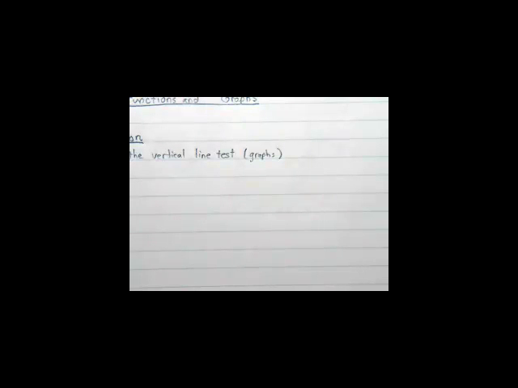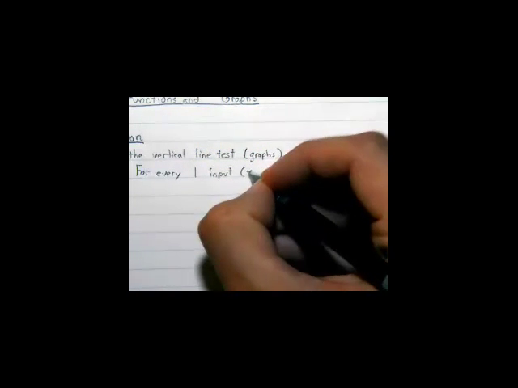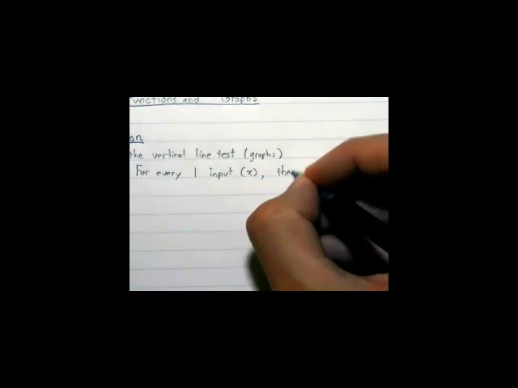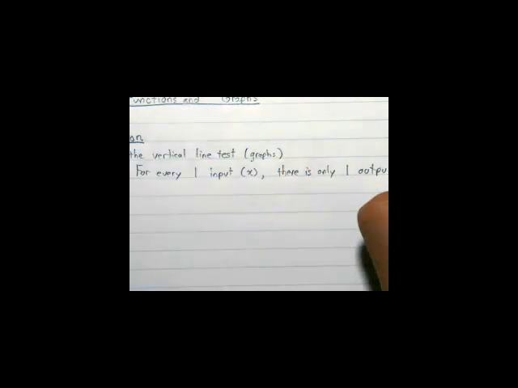Okay? So it's an input-output kind of idea. So think of x as input and y as output. Okay? So for every one input x, you can only have one output y. You can't plug a number into a function and then get two answers, right? It's not a function if that happens. So based on that vertical line test, the definition is for every one input, which is usually x, there is only one output, which is usually y.